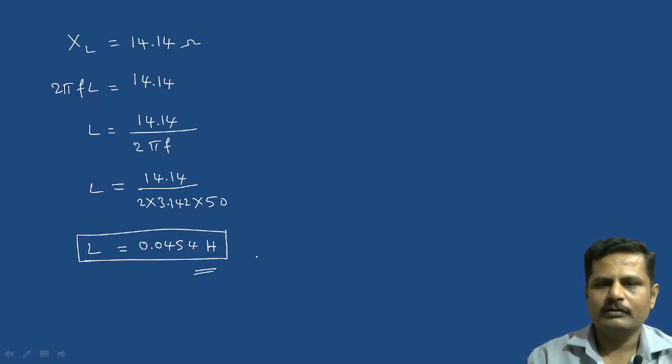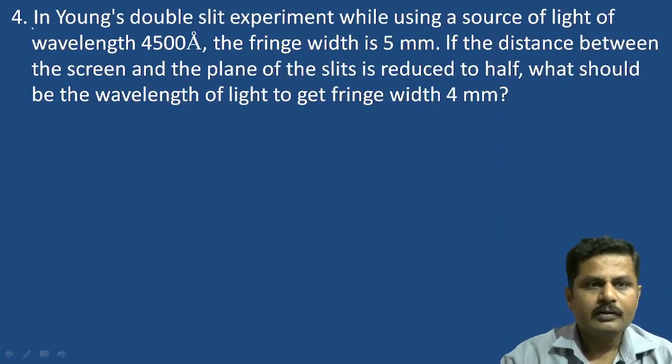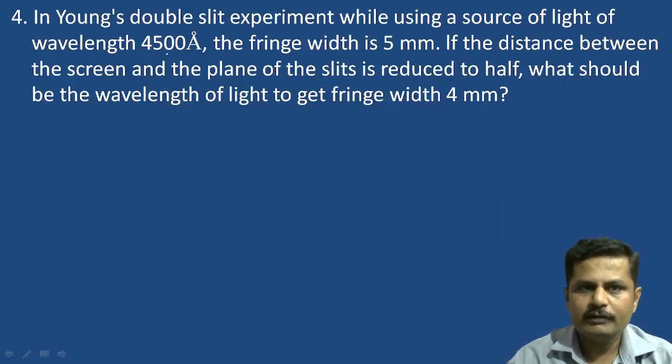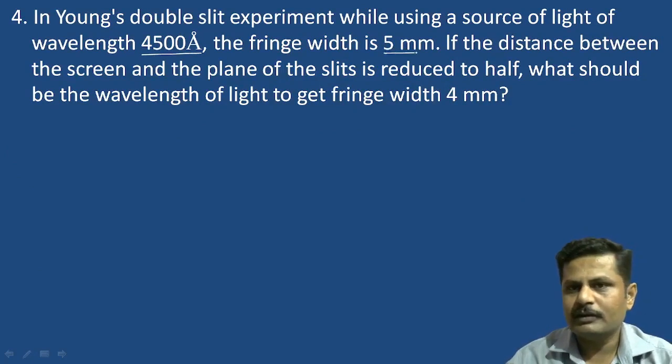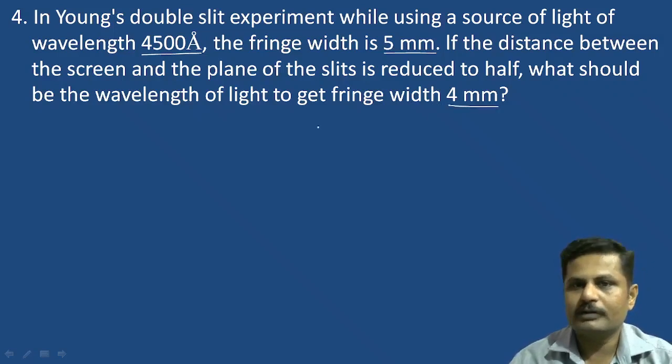Okay, let me move to the next question. In Young's double slit experiment, while using a source of light of wavelength 4500 angstrom, the fringe width is 5 millimeter. If the distance between the screen and the plane of the slit is reduced to half, what should be the wavelength of the light to get fringe width 4 millimeter?